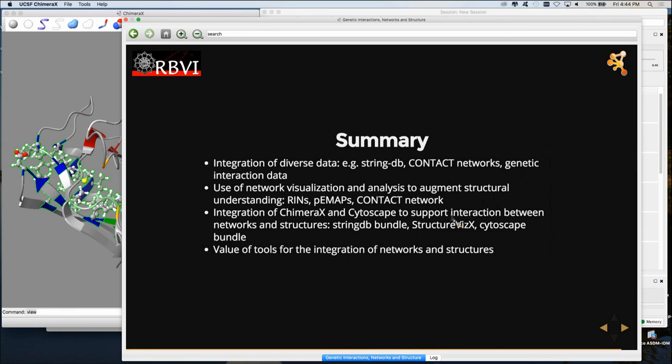All right. So in summary, what I've walked through is this idea of using multiple data sources of multiple diverse types and integrating them together in unique visualizations. And we can do that because we've linked this structural view with the network view. Hopefully you get the value of the tools for doing that. I want to make sure that everybody takes away one message: network tools and structure tools work well together, and there's a lot of advantages to linking them.